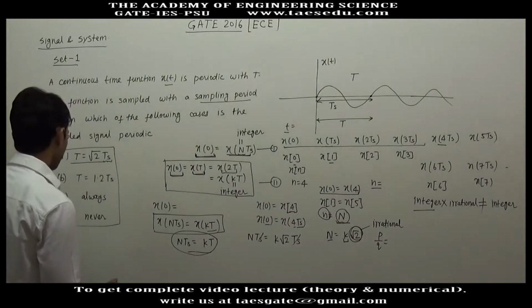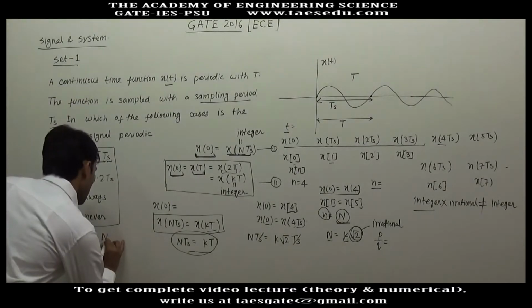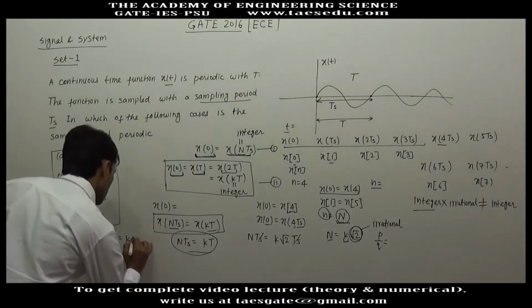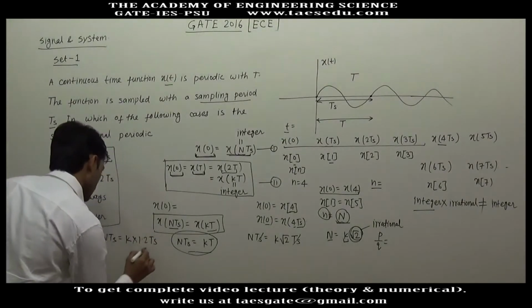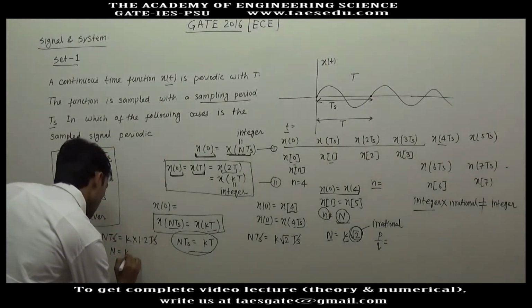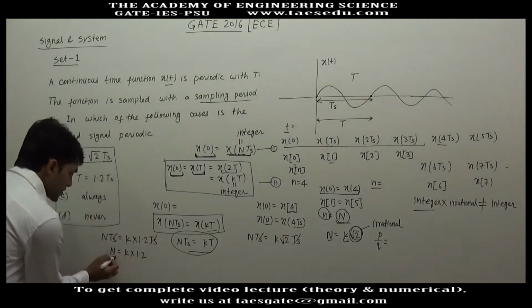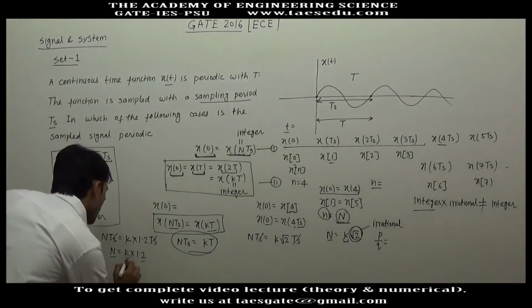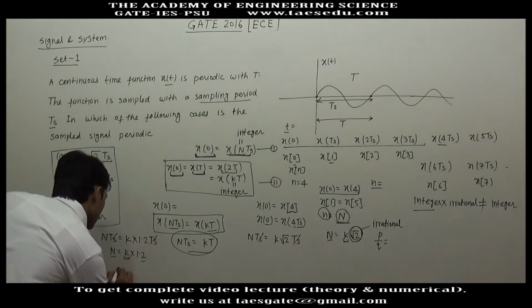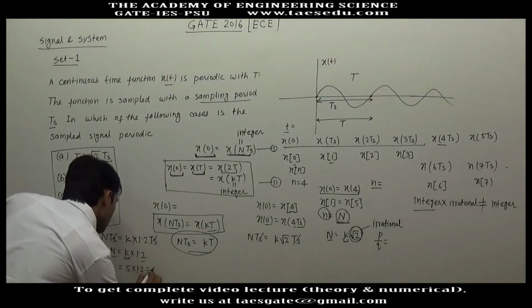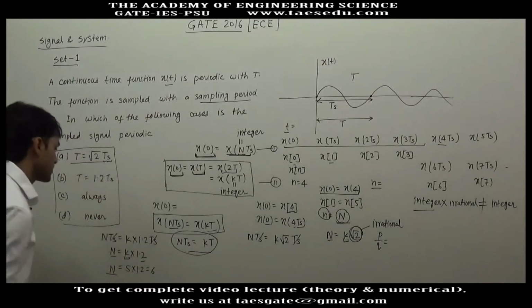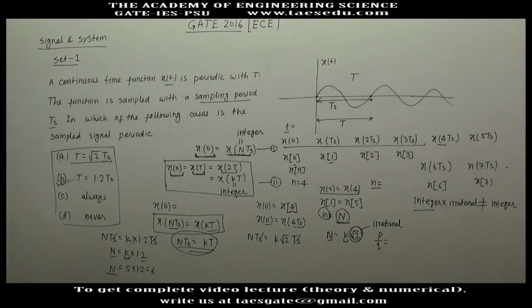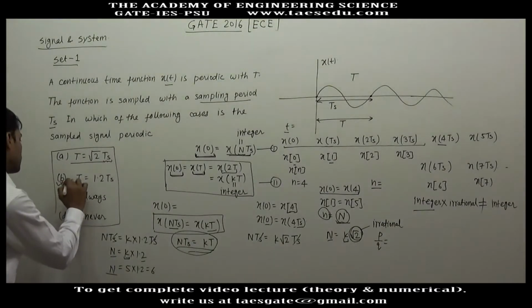In the second option, nTs is equal to k into the value of T, which is 1.2 Ts. So n has to be equal to k into 1.2 for any integer n and any integer k. If you put the value of k equal to 5 into 1.2, this will give you 6. So n is equal to 6 here. So this option satisfies our condition. This is the correct option.